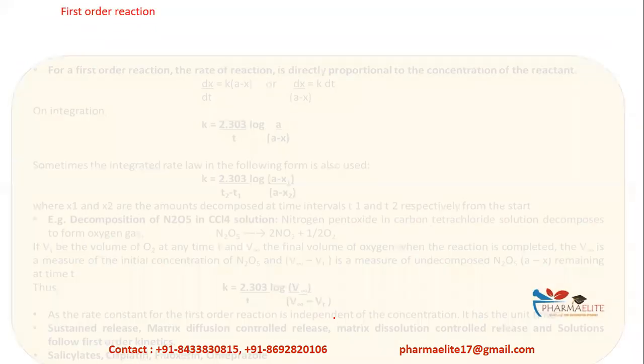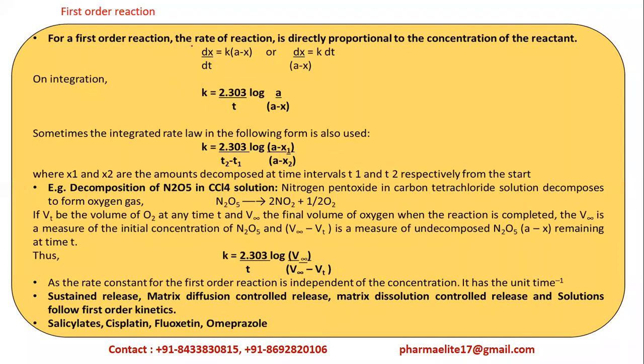Now let us look at first order reaction. For a first order reaction, the rate of reaction is directly proportional to the concentration of reactant. In zero order, the rate was independent of concentration, whereas in first order, the rate is directly proportional to the concentration of reactant. That is, dx by dt, the rate, is proportional to k into (A minus x). And upon integration and solving, you also get this in the log form, that is k equals 2.303 by t log of A upon (A minus x), that is log of initial upon final concentration.